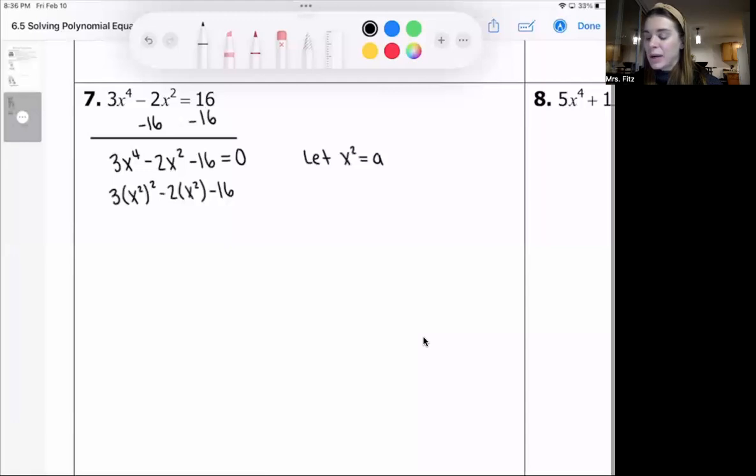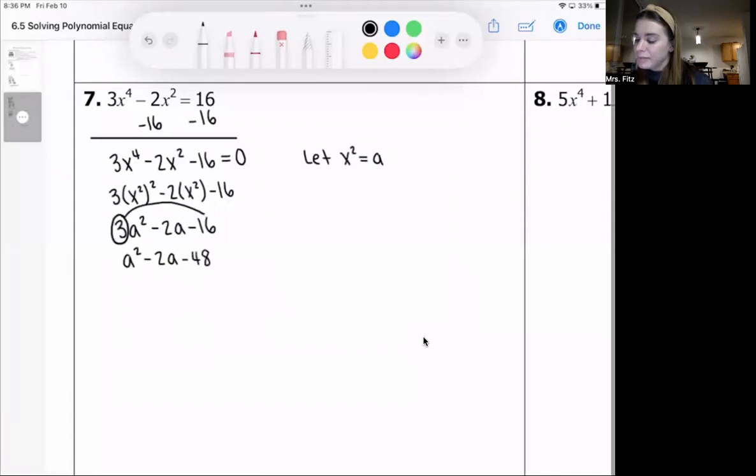Well, anywhere I see an x squared, I'm going to replace it with an a. So I have 3a squared minus 2a minus 16. Well, because there's no GCF, what I'm going to have to do next is slip and slide. So I'm going to steal the 3, and I'm going to give it to the 16. So I have a squared minus 2a, and we have 16 times 3, which is going to be minus 48. Okay, from there, I'm going to look for two numbers that multiply to negative 48 and add to negative 2.